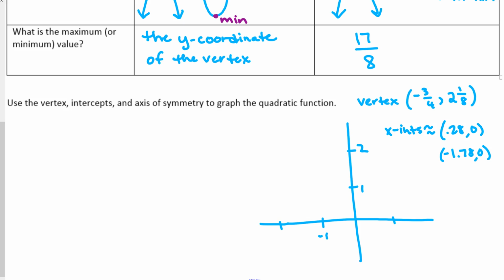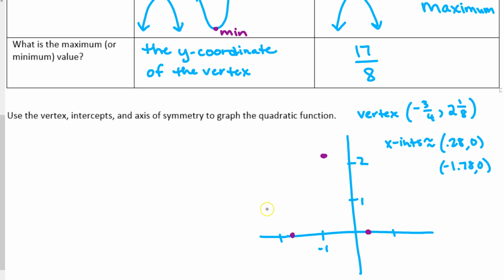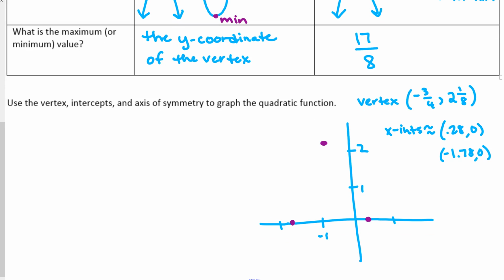Okay, so let's go ahead and plot the vertex, negative 3/4, 2 1/8, right around here. And then plot the x-intercepts, 0.28, right around there, negative 1.78, right around there. And then I would recommend at least a couple more points if you're graphing a parabola to get the shape. So what we could do is use that y-intercept that we found earlier. Remember, the y-intercept was the point 0,1.